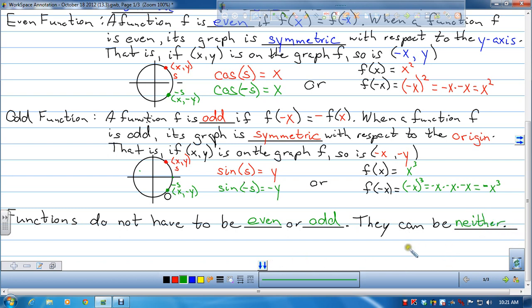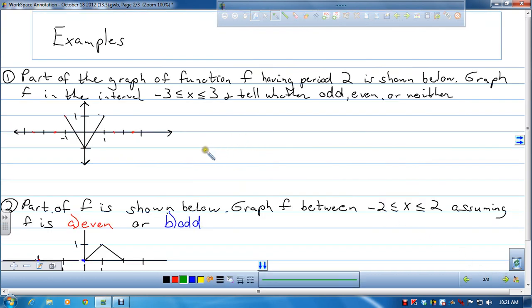All right. Now we'll go ahead and take a look at some examples to clear some of this up for you, if you're having any questions so far. So let's take a look at this graph on the following page. Part of the graph of function f having period 2 is shown below. You can see this graph has period 2 because I went from negative 1 all the way to 1. Well, that's 1, 2. That period is 2. It wants us to graph f in the interval of negative 3 to positive 3.